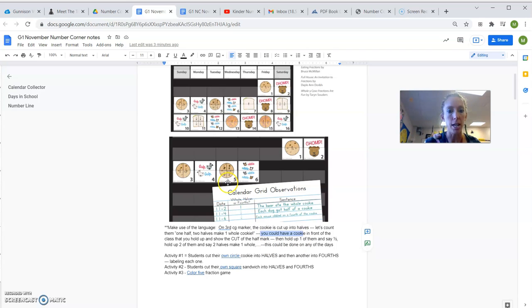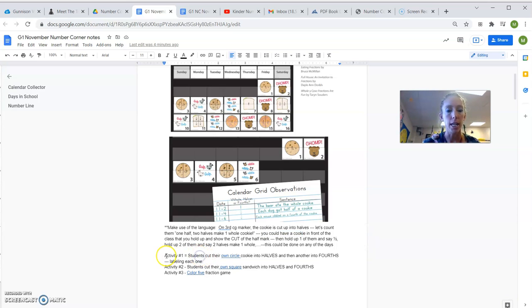So that could be done on the fourths too. You would have your circular cookie, you'd show them you're cutting it up into those 4 parts. You hold up one of them, they say 1/4. You hold up two of them, they're going to say 1/4 and 1/4 make 2/4, or that's the same thing as half the cookie. So you're already getting into some equivalent fractions there in first grade. You wouldn't have to write any of that down. That's just showing it in front of the class.